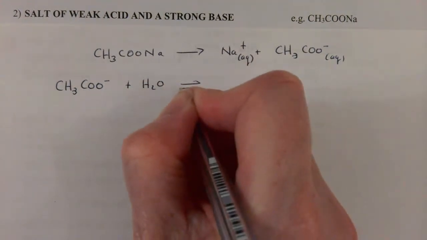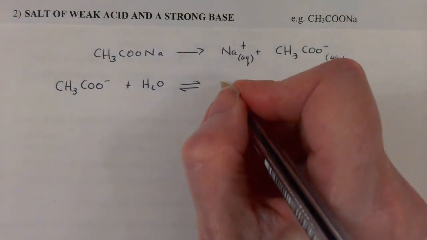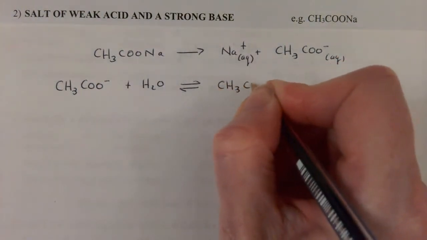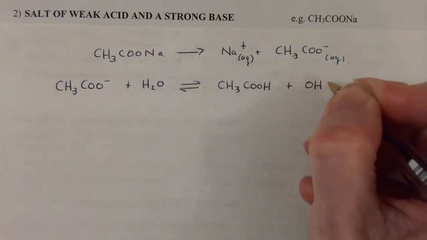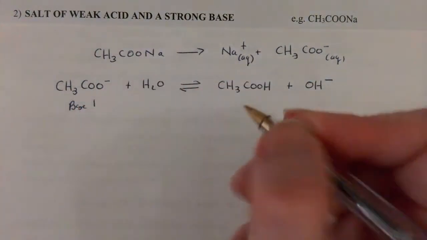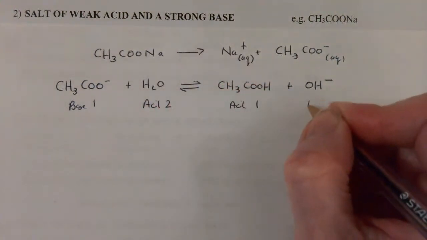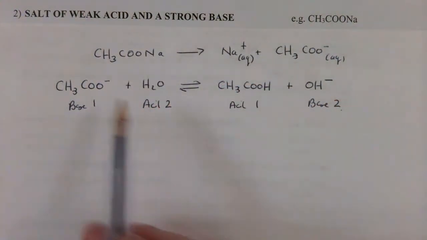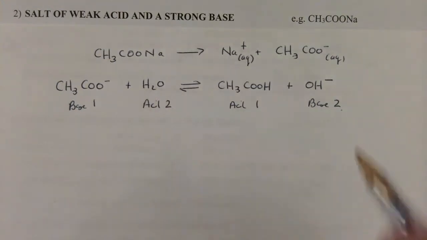Now notice this is a reversible sign. This is still relatively reversible, but it's strong enough that it can pick up a hydrogen ion. Remember, this is acting as a base, and leave behind an OH negative. So this is acting as my base. Let's call it base 1. This is acid 1, and this is acid 2 and base 2. But this is a strong enough base to remove a proton from the water, and you get left with OH negative ions. So the salt is actually alkali.